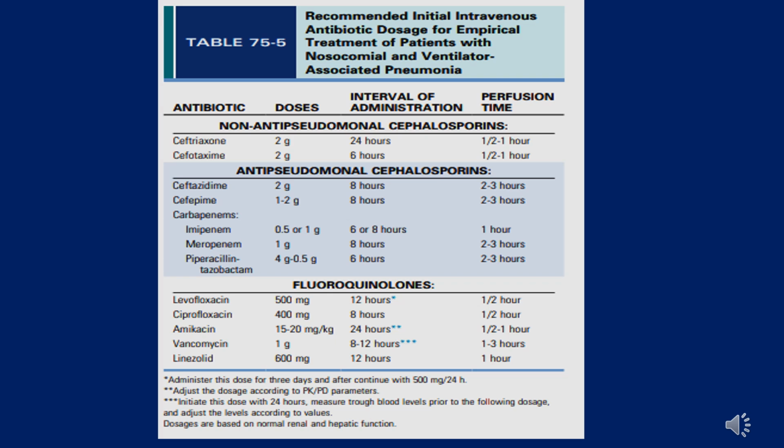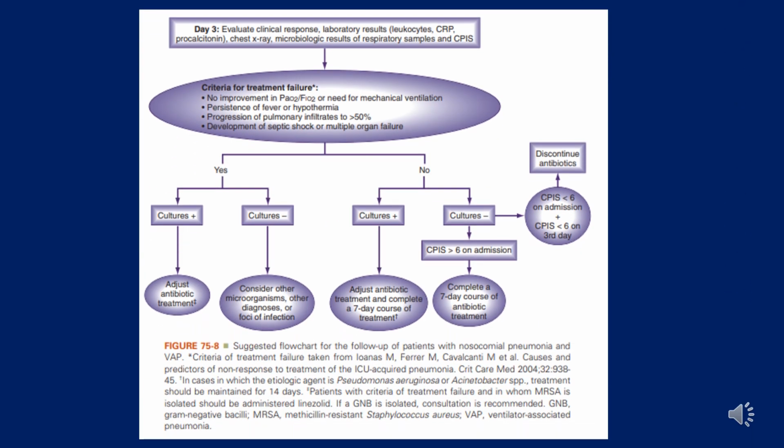Pause the video and carefully scrutinize Table 75-5 summarizing recommended initial intravenous antibiotic dosage for empirical treatment of patients with nosocomial and ventilator-associated pneumonia before advancing to the next slide. Pause the video and carefully scrutinize Figure 75-8 illustrating a suggested flowchart for the follow-up of patients with nosocomial pneumonia and ventilator-associated pneumonia before advancing to the next slide.